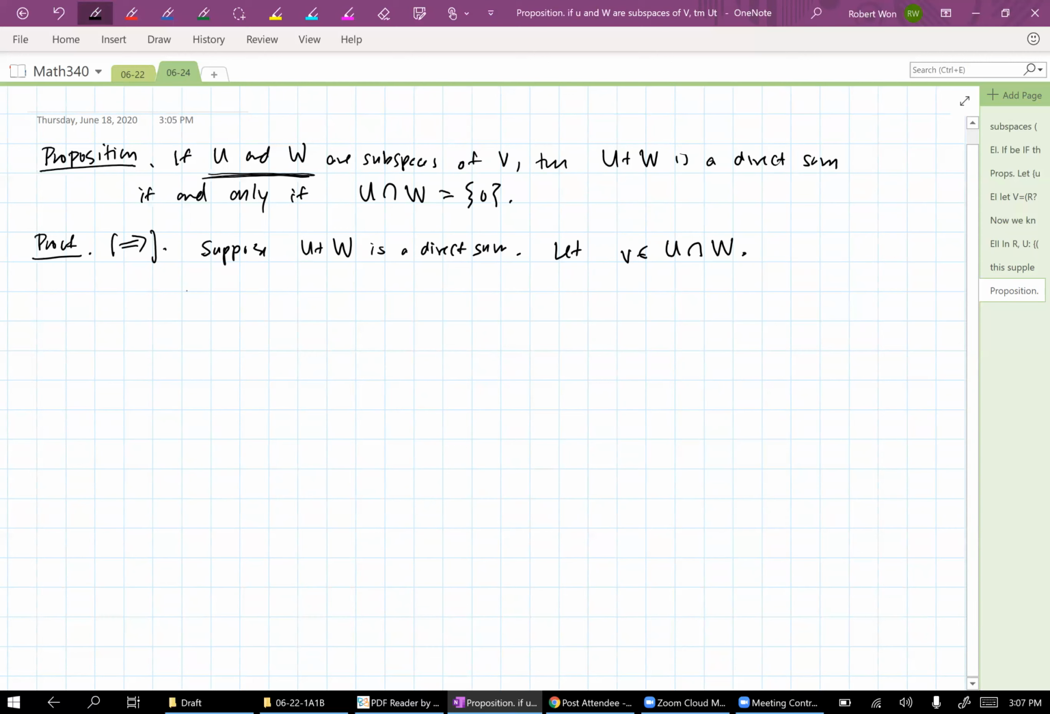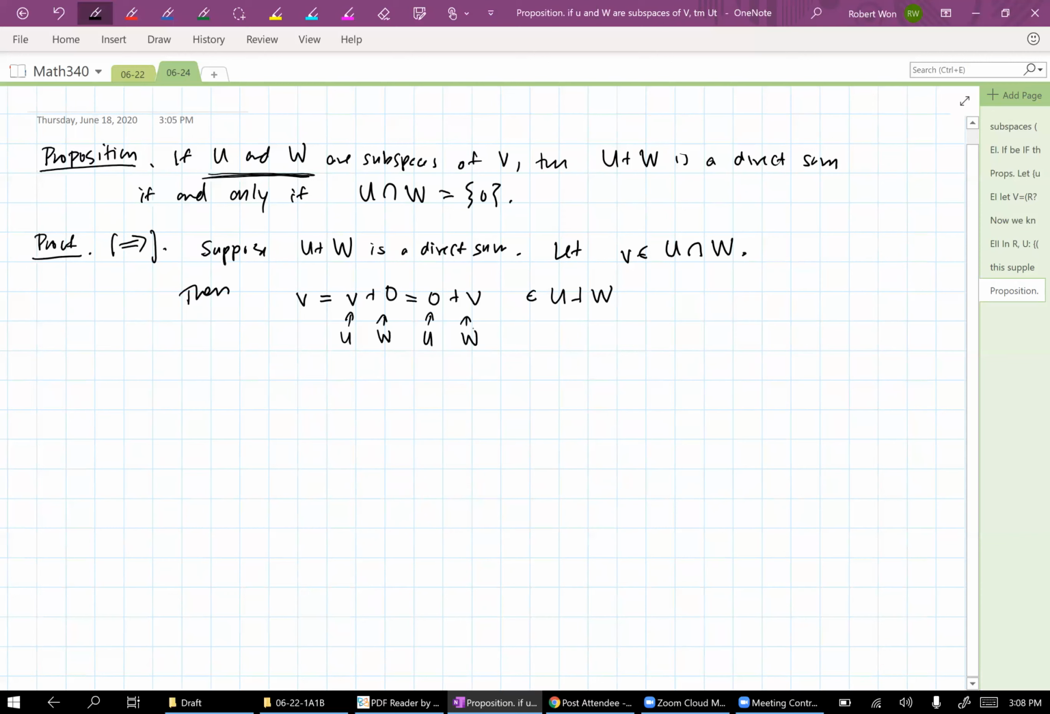Okay, well, V is also in the sum because you can write V as V plus zero. It's in U plus W as well, right? But actually, you can write V not just as V plus zero, but you can also write it as zero plus V, right? Since V is in the intersection, it's in both U and W. So here it's in U and zero's in W. Here zero's in U and V is in W.